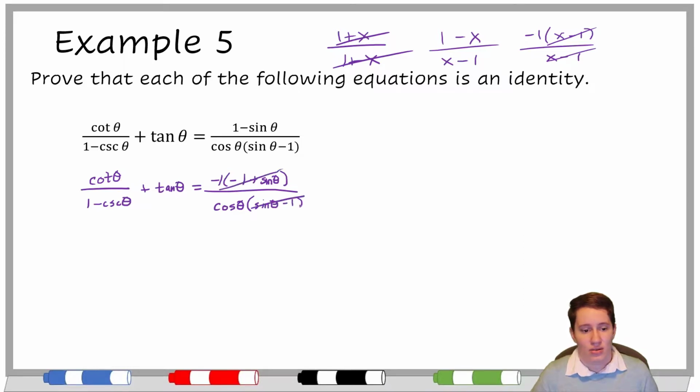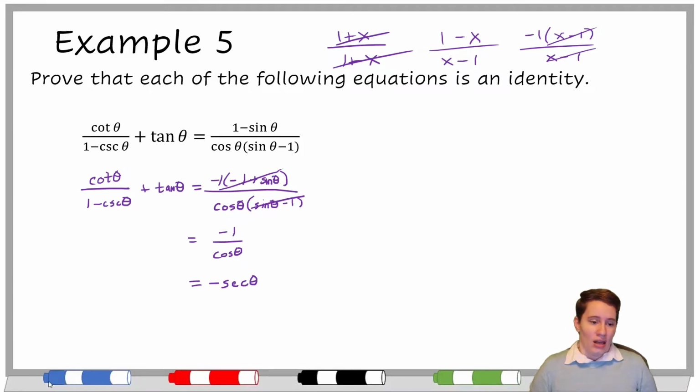That goes and that goes. That's helpful because now I have negative 1 over cosine theta. The negative part doesn't really matter. 1 over cosine theta, I can switch to secant theta. So this equals negative secant theta. Now I'm going to be honest, I do not yet know how we're going to get to negative secant theta. But boy, does this look a lot simpler to try to have as a goal.